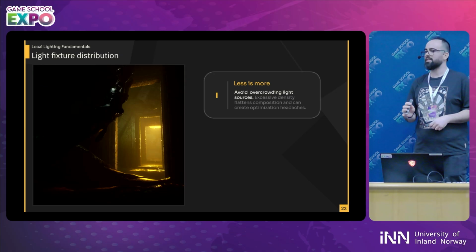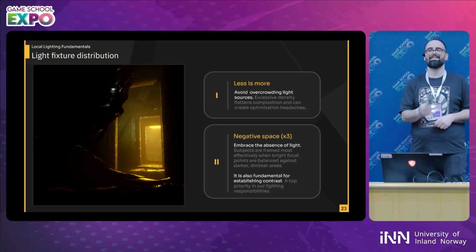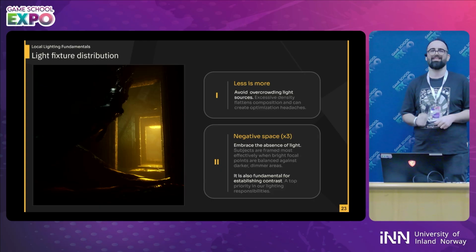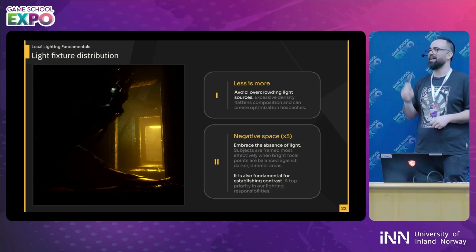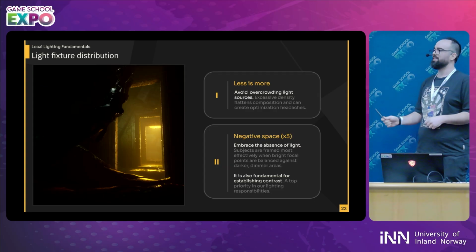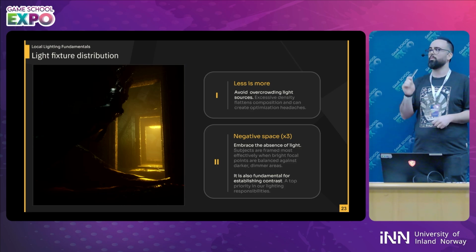And then the next thing is something I probably need to make a tattoo out of at some point. And it's negative space. Right? It's super important for everything artistic. We have it in real life. We have it in any type of media. And when it comes to lighting, negative space translates into the absence of light. It translates into using very dim areas next to bright focal ones.